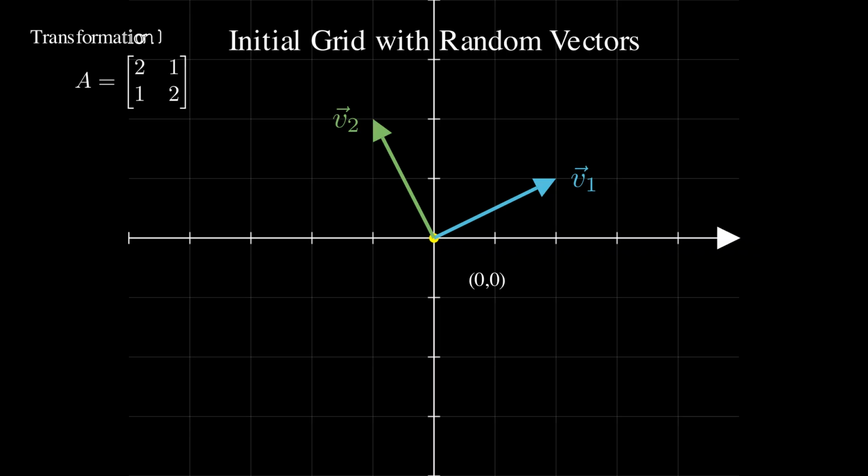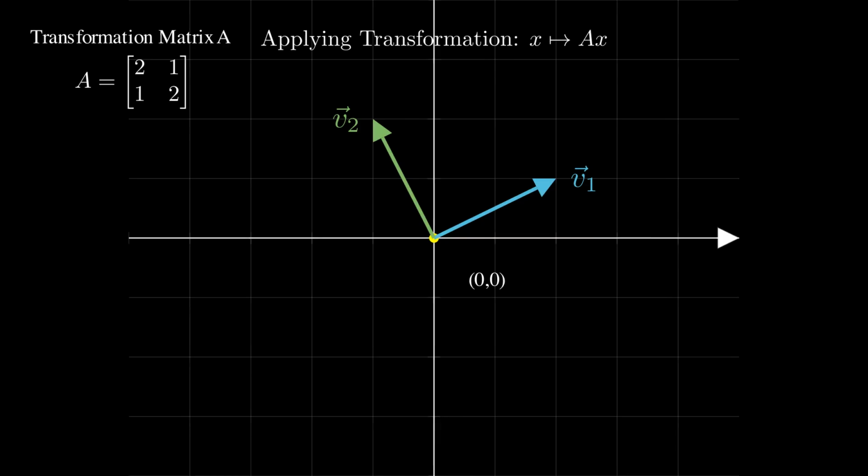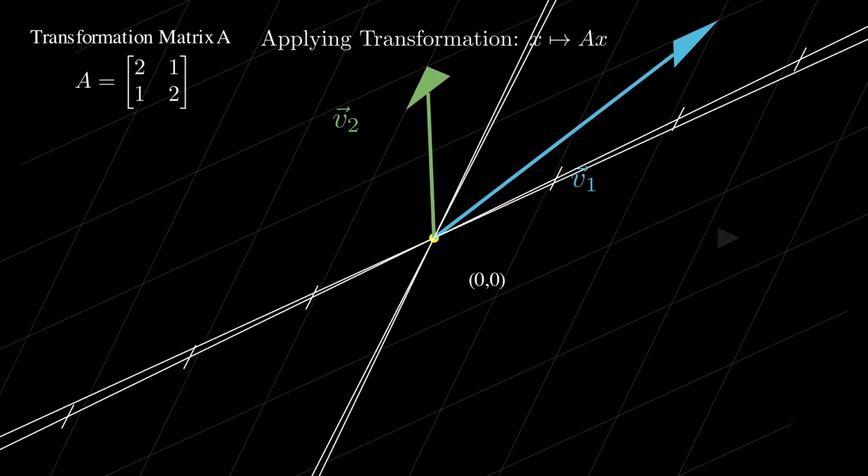Back to our transformation matrix A. This matrix encapsulates the linear transformation we are studying. Every vector in our plane will be multiplied by this matrix, and we will observe how that multiplication alters their direction and magnitude. Watch closely as we apply the transformation x to Ax.